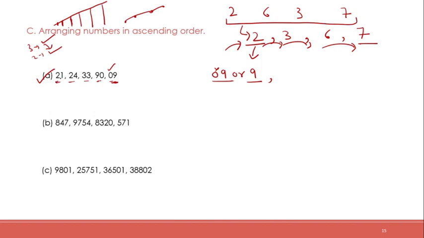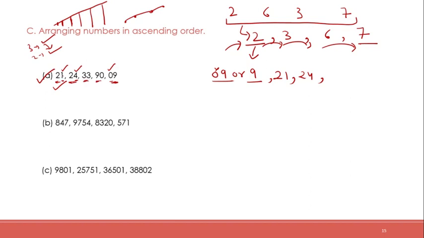So these two numbers have 2 at the tens place. So we will check the ones place now. Here at ones place it has 1, here at ones place it has 4. So between 1 and 4, which is smaller? 1 is smaller. So after 9 we'll write 21, then 24.